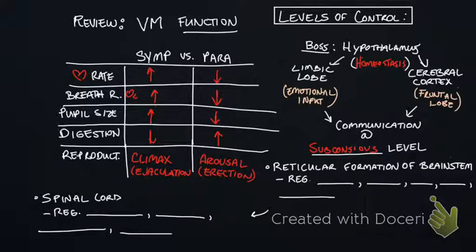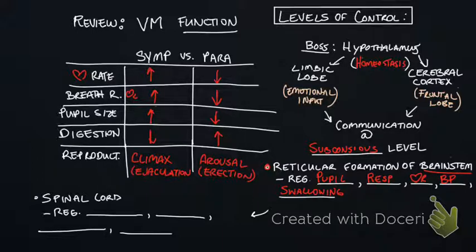Okay. Now the brainstem is important for regulating things like pupil size, breathing, so respiration, heart rate, blood pressure, and also things like swallowing will be coordinated by the brainstem.